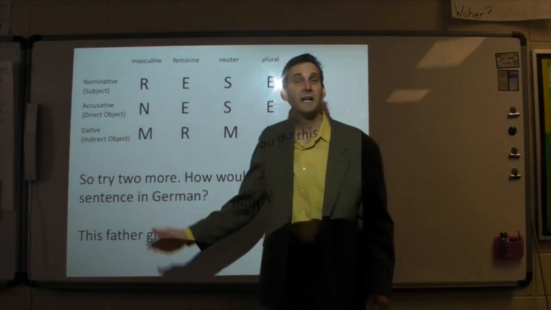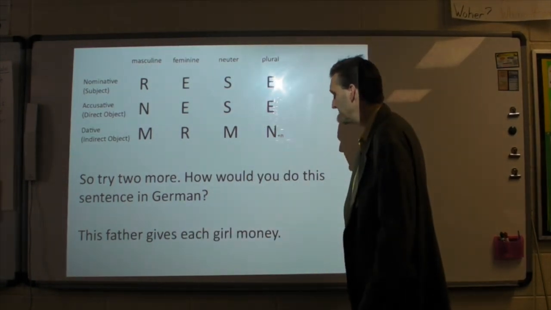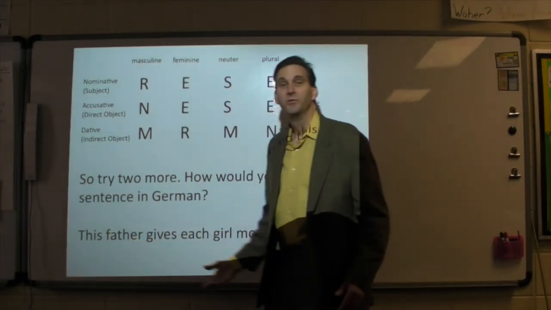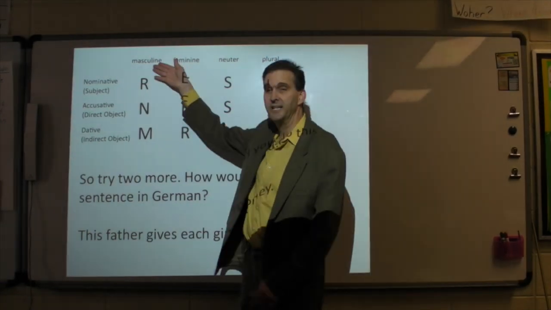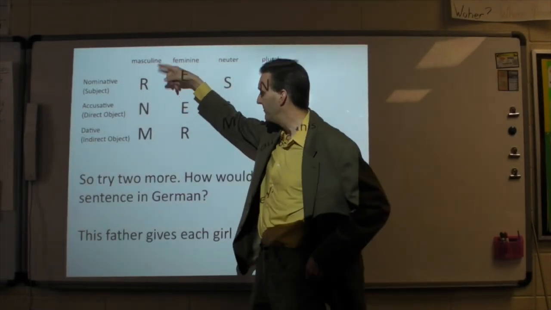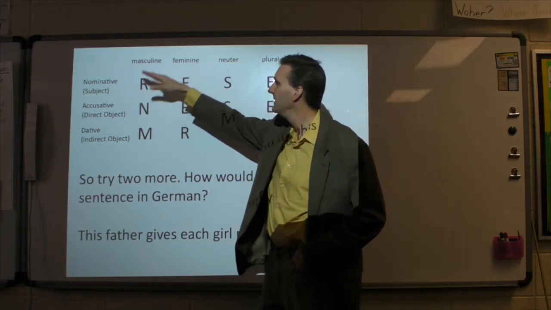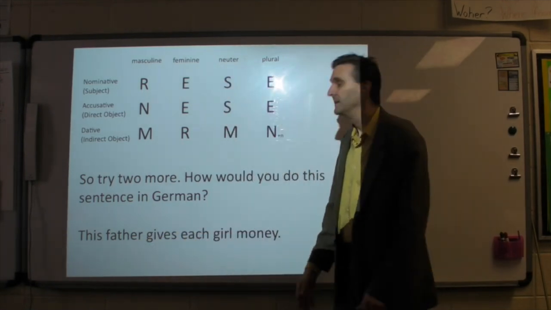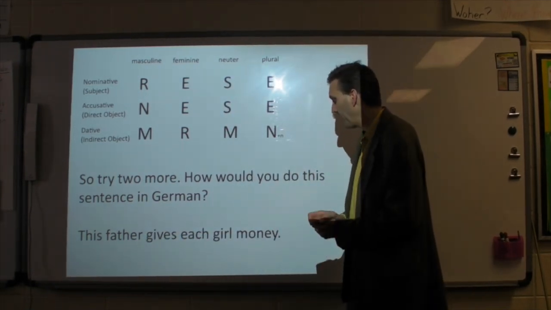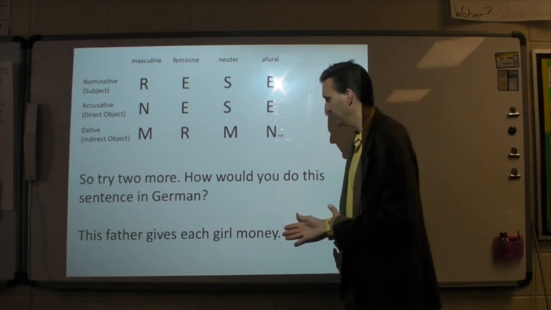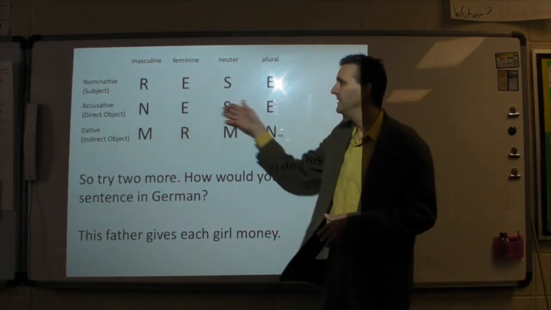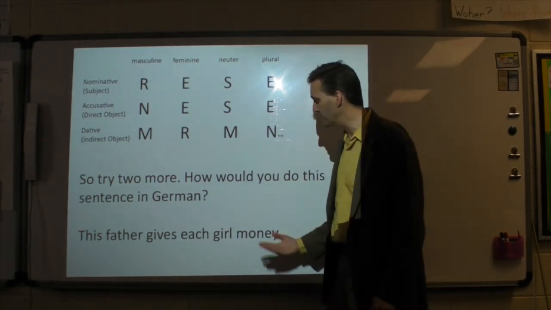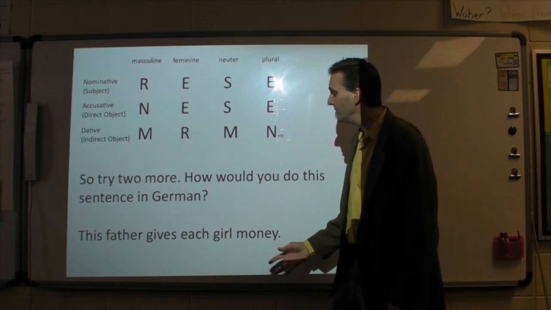Okay, let's try a translation. This father gives each girl money. Alright, well, let's do the easy one. This father. Father's a noun, father's masculine. That makes it easy. Or father is the subject, excuse me. Father's masculine. We got an R. Dieser Vater. Then we have gibt. That's easy. Okay, what's being given? Money. So Geld is the direct object, and there doesn't appear to be an article in front of there, so we just have Geld. Now, who's receiving this?